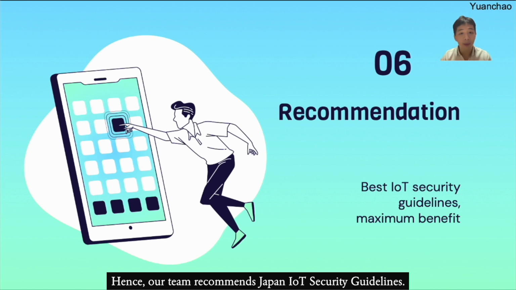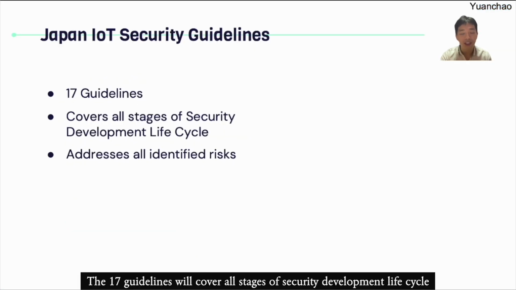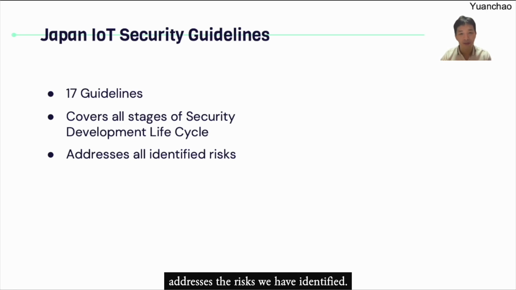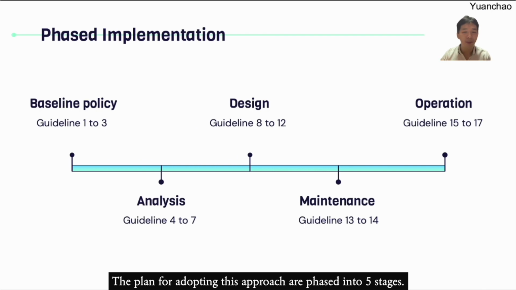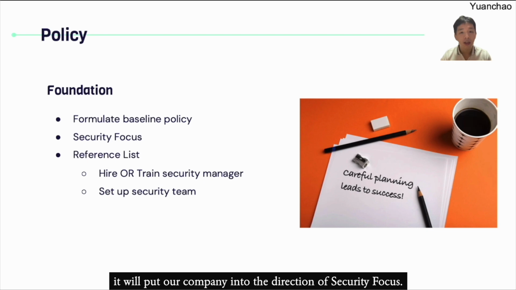Hence, our team recommends Japan IoT guidelines. The 17 guidelines will cover all stages of security development lifecycle and address the risks that we have identified. The plan for adopting this approach is phased into 5 stages. In the policy stage, on top of helping us to formulate baseline policies aligning to our business needs, it will put our company in the direction of security focus.